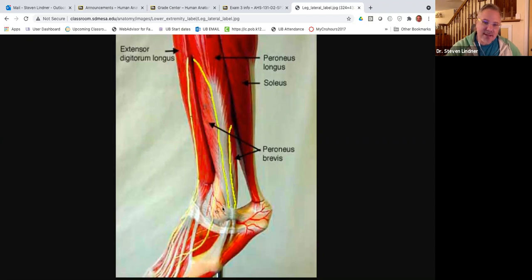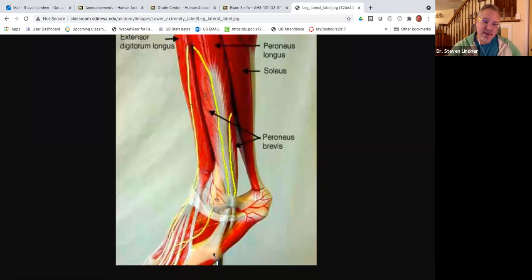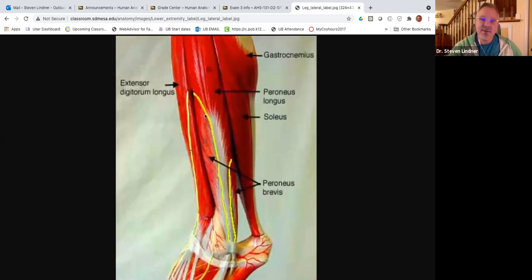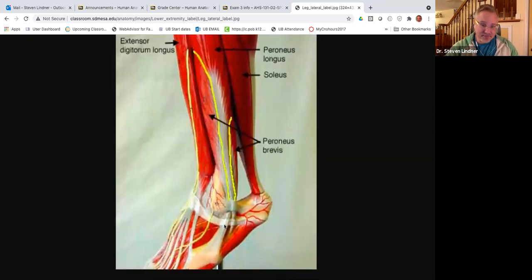It goes behind the lateral malleolus, goes underneath the foot, and goes right to the medial aspect of the foot, to that first cuneiform and the first metatarsal. Your peroneus brevis comes down here and attaches to the base of the fifth metatarsal right there. These are foot everters. Since they're on the lateral side of the leg and crossing the ankle on the lateral aspect, it can evert the foot.